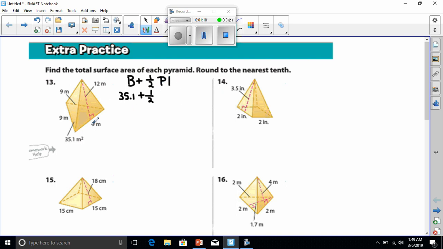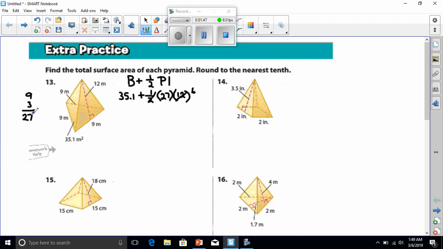Well, the perimeter is 9 by 9 by 9. That's really just 9 times 3, right? Because we add up the length of the outside to find the perimeter. So we know that this perimeter is going to be 27. And the lateral surface is 12. That's given to us. So now we have all the components for our formula. Well, I know that 1/2 times 12, that's half of 12, and that's 6. So we really have 27 times 6.